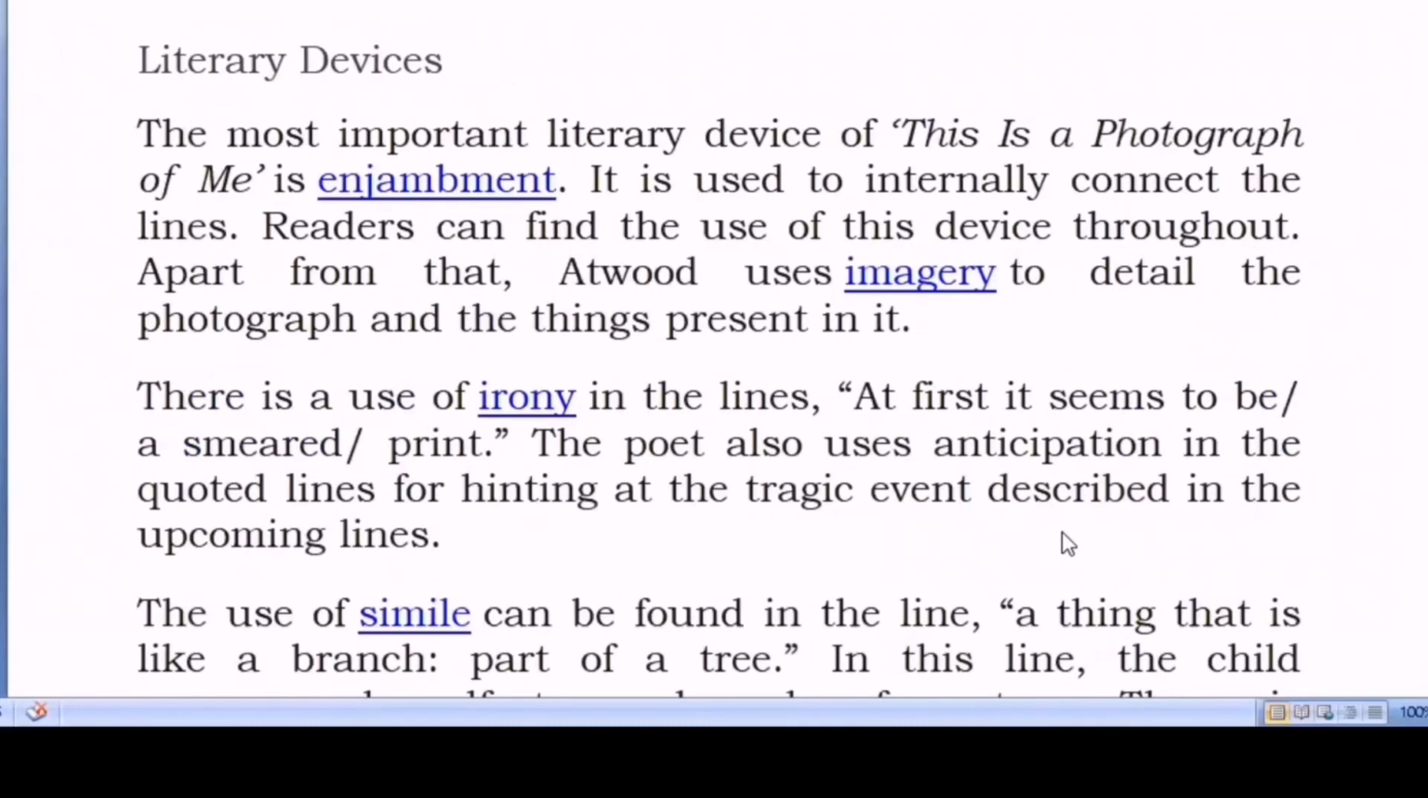And when we come to the literary devices used in the poetry, the most important one is enjambment. It is used to internally connect the lines. Readers can find the use of this device throughout the poetry. Apart from that, Atwood uses imagery to detail the photograph and the things present in it. There is a use of irony in the lines. At first, it seems to be a smeared print. The poem also uses anticipation in the quoted lines for hinting at the tragic event described in the upcoming lines.